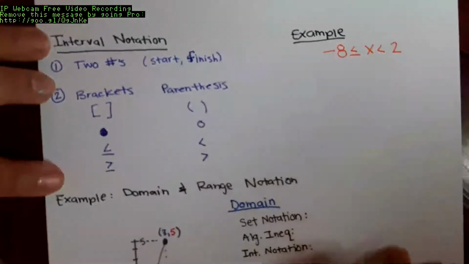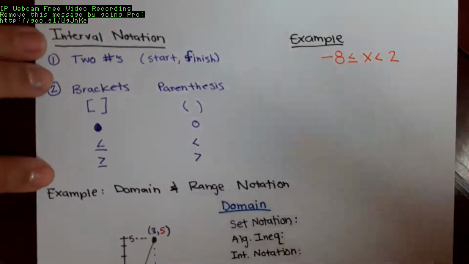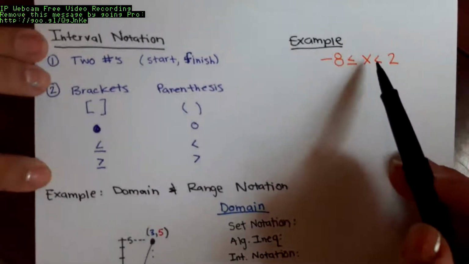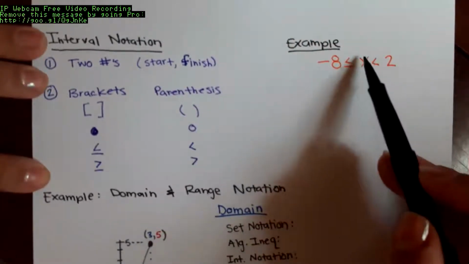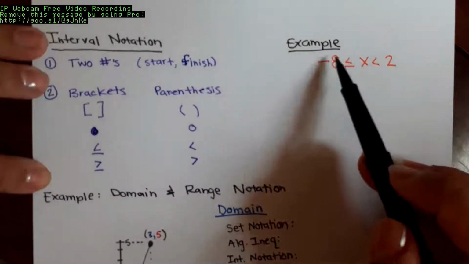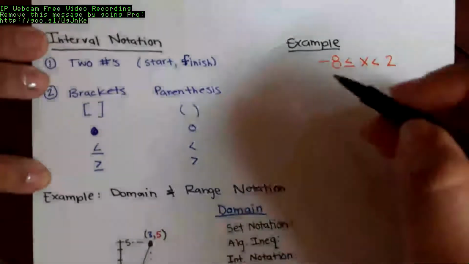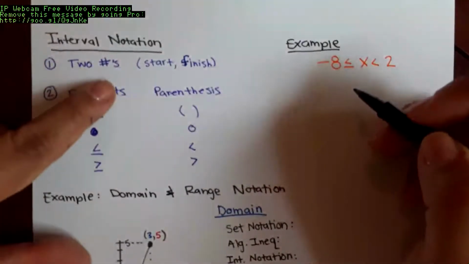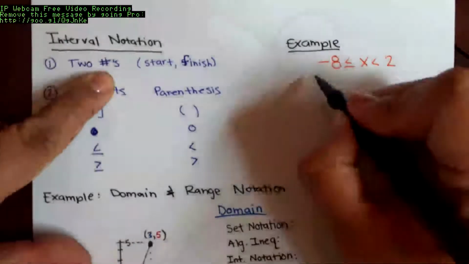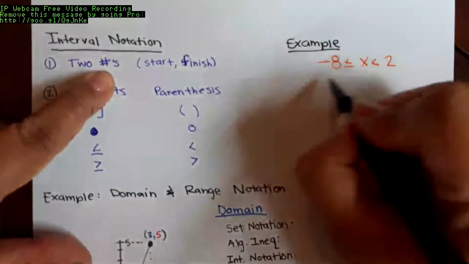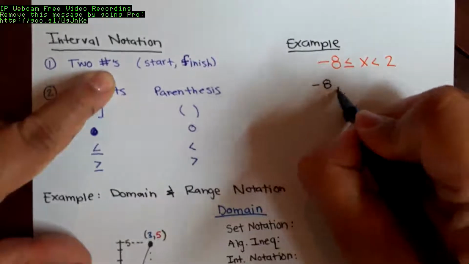So keeping that in mind, let's go ahead and do an example. So my example is my domain are all the values of x between -8 and 2. So let's start with our number 1. My two numbers, so I start at -8 and I end at 2.